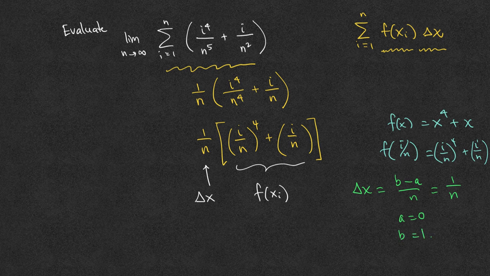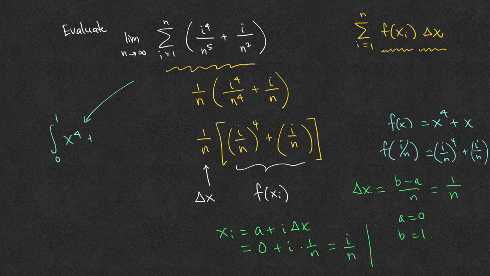We see that if we use a equals 0 and b equals 1, then x sub i equals a plus i delta x. a is 0 and delta x is 1 over n, so that x_i is i over n, which is what we need. And so this limit is actually the limit of the Riemann sum, which is the definite integral from a to b of x to the fourth plus x dx.